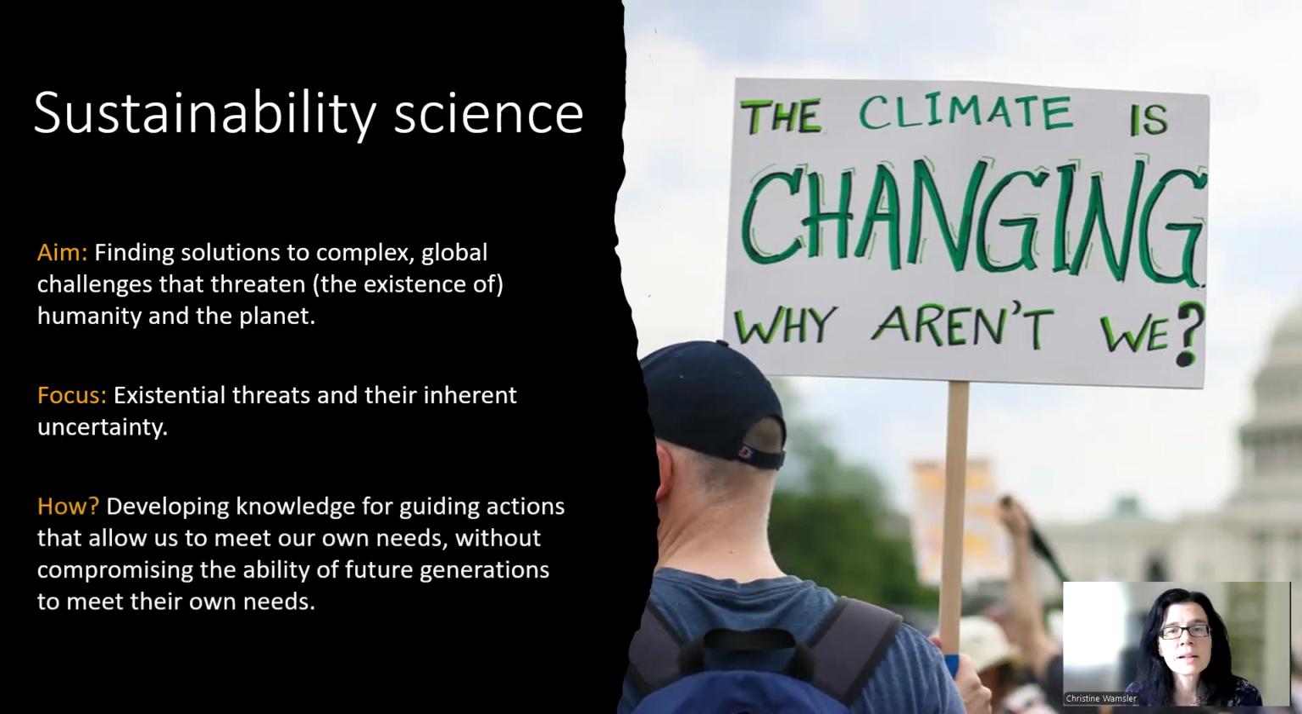And our work is then about developing knowledge for guiding actions that allow us to meet our own needs without compromising the ability of future generations to meet their own needs. And the idea is really to think 7 generations into the future. Sustainability science and practice are thus based on a very broad vision.